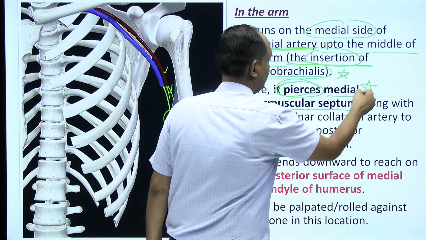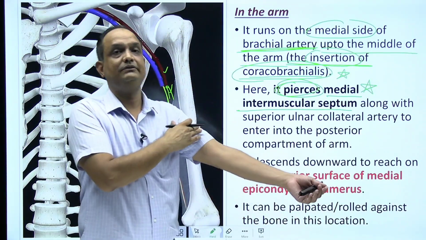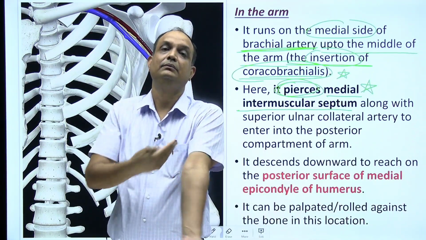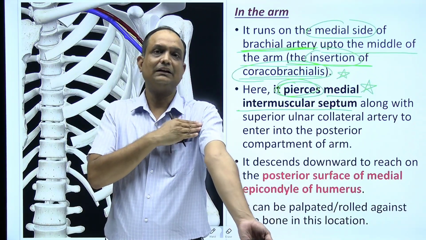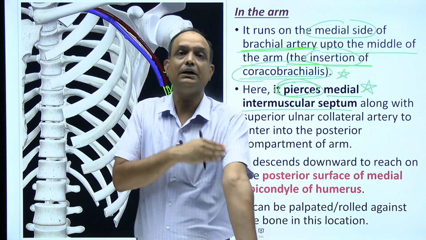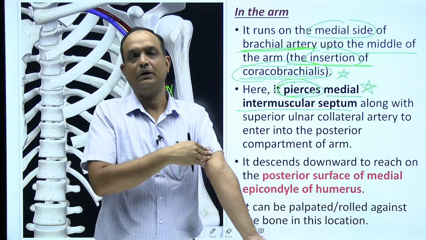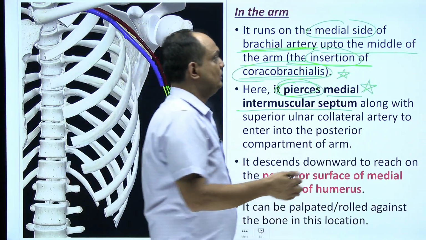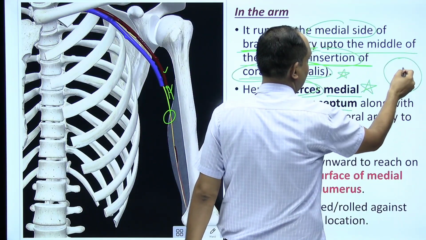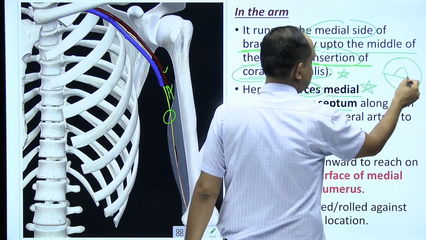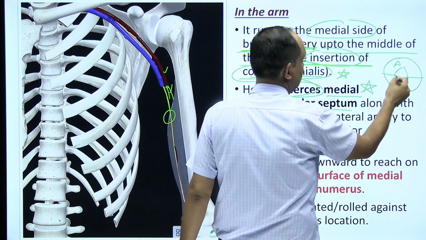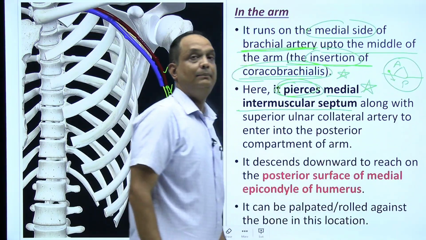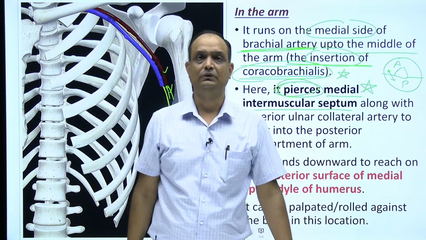Now, this is a very important thing: the arm is divided into two compartments by the medial and lateral intermuscular septum. This ulnar nerve, which is a part of the anterior compartment of the arm, becomes part of the posterior compartment of the arm. So, these are the compartments of your upper limb, anterior and posterior. The ulnar nerve will pass from the anterior to the posterior compartment by piercing the medial intermuscular septum.